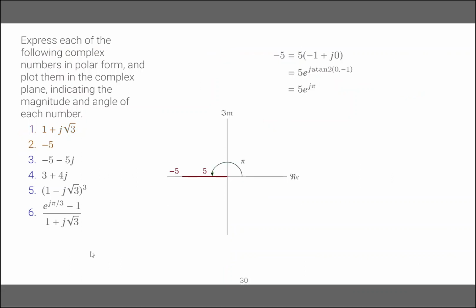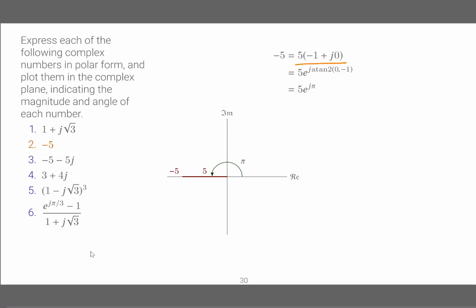Minus 5 is easy. So you can write minus 5 as 5 times (minus 1 plus j naught). And then you can see this is the polar representation. So you get 5 e to the power of j pi. So you can think like that and mark it, or just write negative 5 over here.